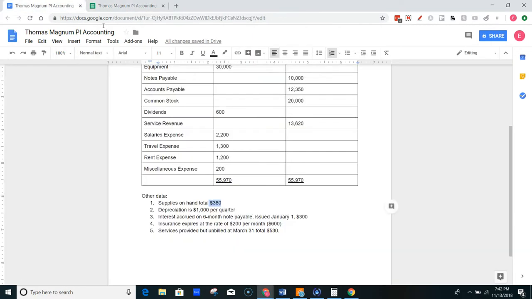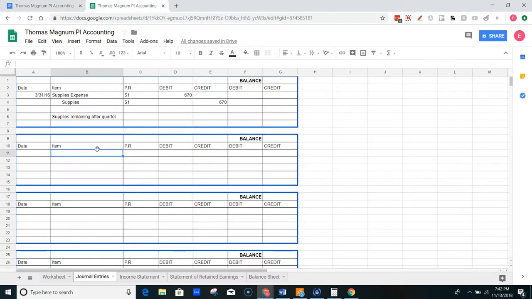Journal entry number 2. I pop over here to see what it was. Journal entry number 2 was my depreciation of $1,000. So I'm going to start with my debit, which is my depreciation expense, and that was $1,000. And then I'm going to follow that up with my accumulated depreciation, and that was a credit of $1,000, right? That contra asset there. And then, of course, make sure that you indent, if you would, your credit.